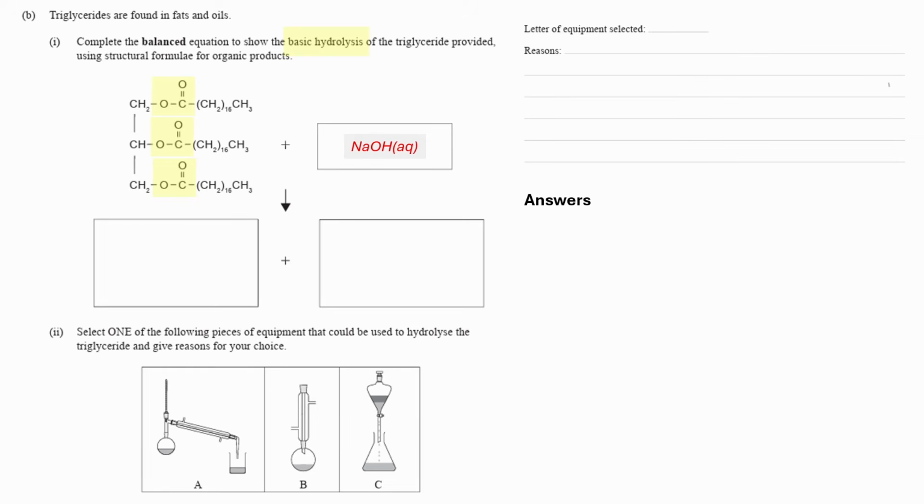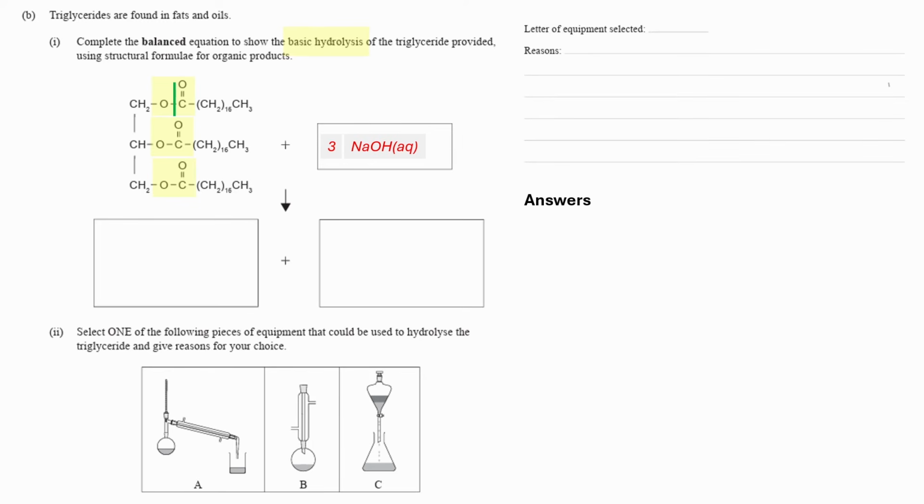Now, remember how it said balanced. Every one of these OHs that are being used here, I need one for each break that I do. So if I'm going to break 3 of them, I'm going to need 3 sodium hydroxides. Okay, so I then show what the products of this are.